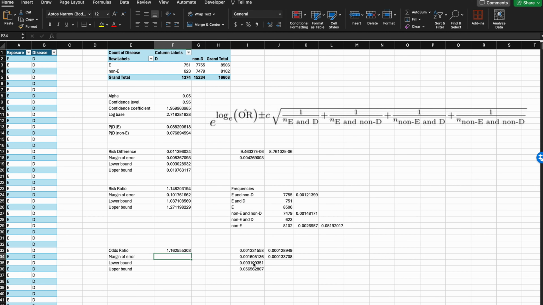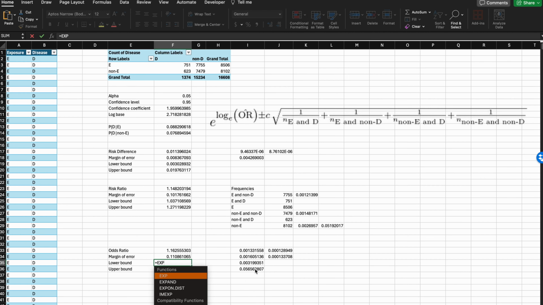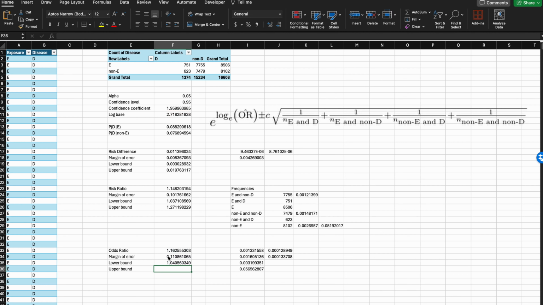Now I can calculate my margin of error. That's going to equal the confidence coefficient value times this final square root value, and there I have my margin of error. Now once again, we have to say equals EXP. We're going to exponentiate. What we want is the log of this odds ratio, comma, remember we do need the base E, close parentheses, minus our margin of error, close parentheses, and then equals EXP, then the log of the odds ratio, comma, the base must be base E, close my parentheses, plus this margin of error. Hit return, and there we see our lower bound and our upper bound.